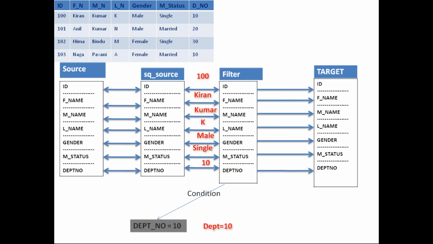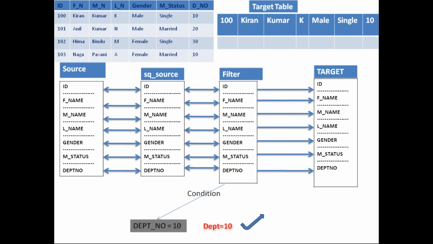What is the backend integration service going to do at runtime? It is going to communicate with your source database, and it is going to extract all the data onto the integration service. As per your transformation logic, it is going to mark all the records as true or false. Here the condition is satisfied, so automatically this record will go to the next level and will be inserted into your target table like this.